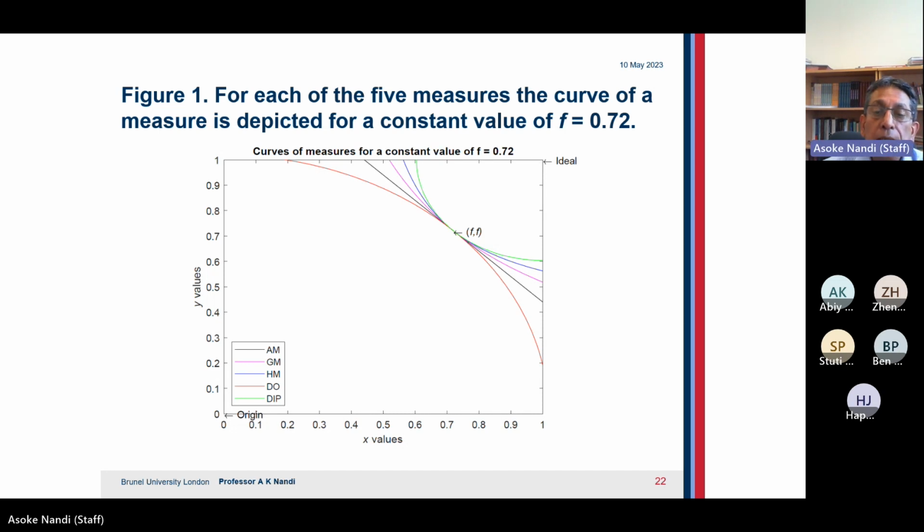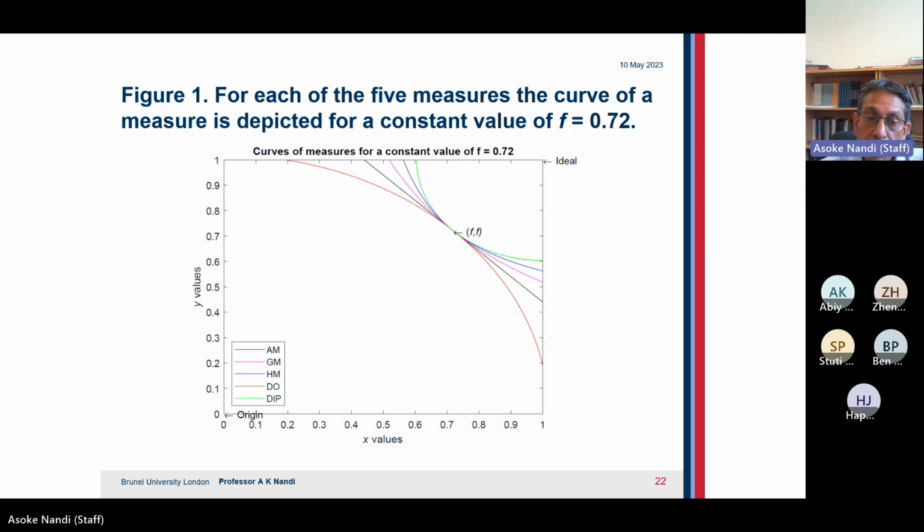So what's done is there are 5 curves, one for each of the 5 measures. Here is the AM in black, which is this one. Different colors mean different measures, so remember, 5 different colors for 5 different measures. Then I'm going to focus on just one color. Remember I said that if the X and Y values are the same, then all of them agree. They have the same value, all 5 of them.